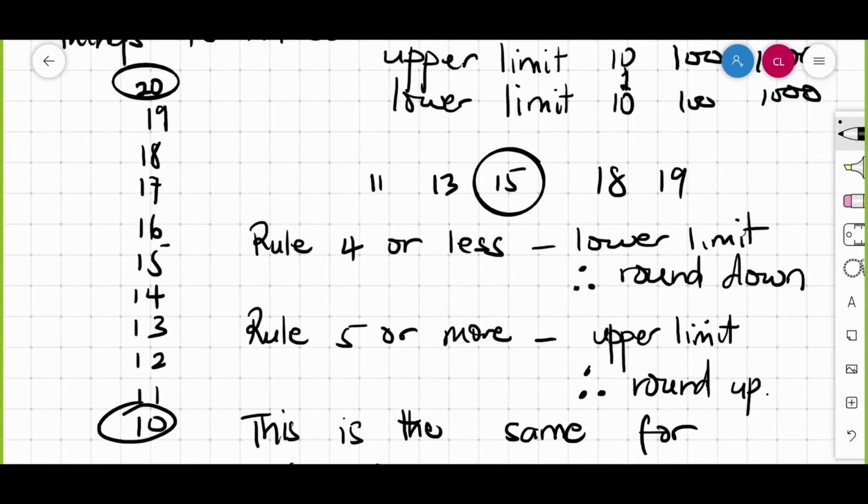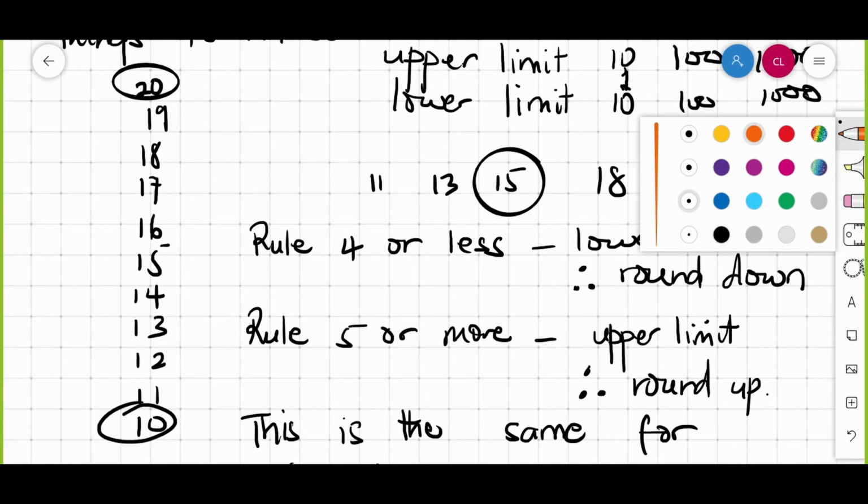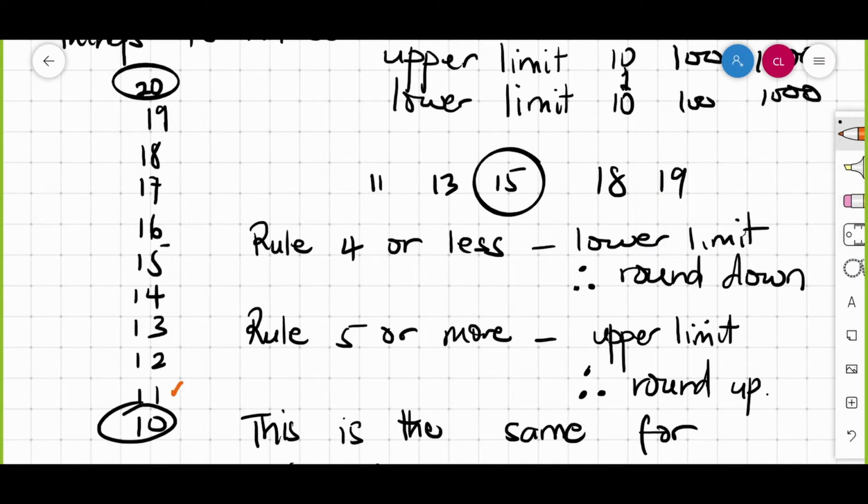So let's look at the number. Let me swap colors here and make this something else. Let's look at the first number here. 11. Which of these two limits is 11 closer to? The upper limit or the lower limit? Lower. Good. So if I were to round 11 to the nearest 10, I'm just going to call it 10. Understood? What about 13? Let's look at 13. Lower limit again. Excellent.